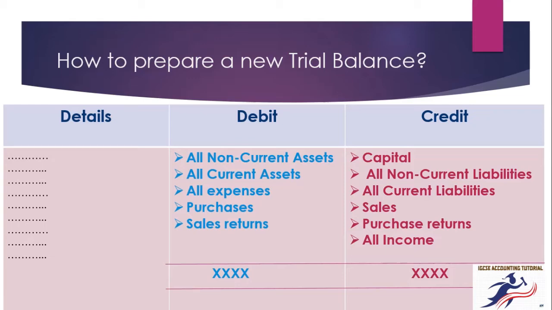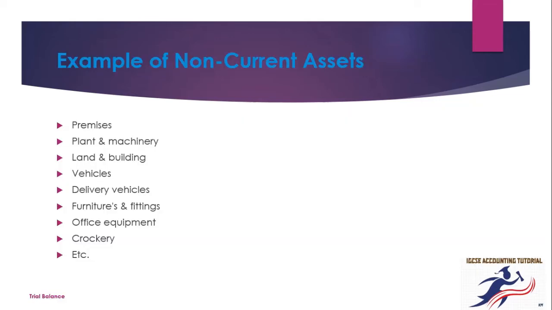Now the credit side, let's have a look. First of all, capital, which is mandatory to include on the credit side, then all non-current liabilities, all current liabilities, sales, purchase returns, and all income. So now look at the examples of non-current assets, which are placed on the debit side.